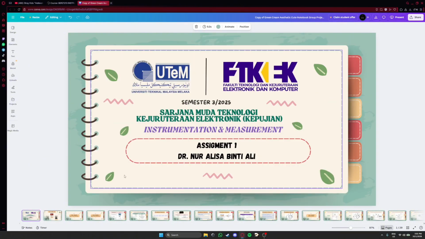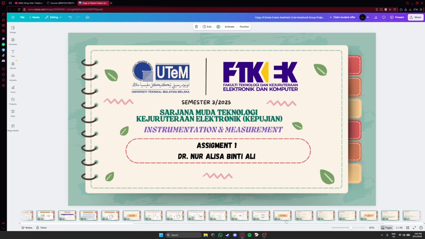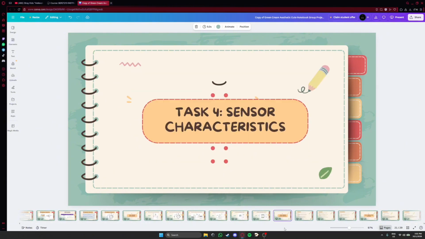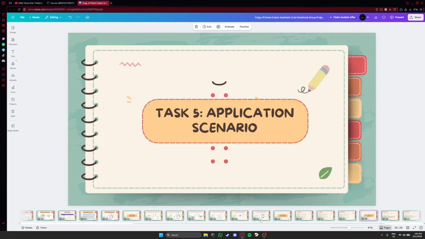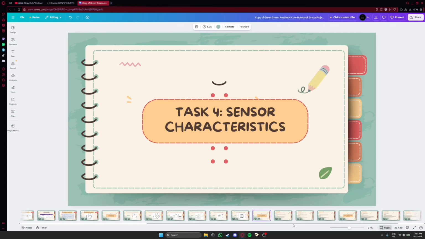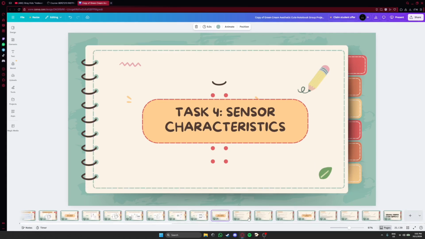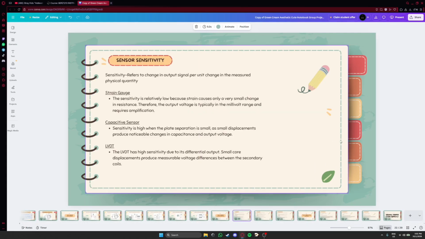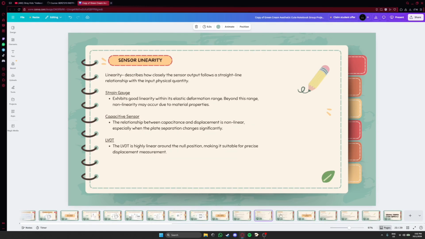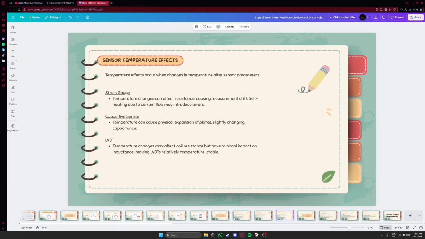Today I'm going to present about assignment 1, instrumentation and measurement. For my part, I'm doing task 4 and task 5. First I'm going to talk about task 4, sensor characteristics. We are doing sensors, and I'm going to choose three characteristics: sensor sensitivity, sensor linearity, and sensor temperature effects.